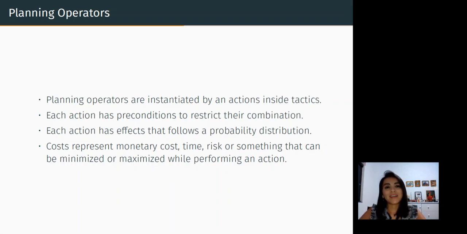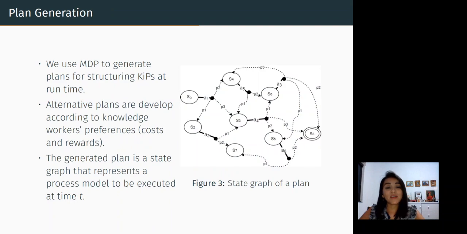An action is an executable activity which can modify the state of the case instance. An action has preconditions to restrict their combination, and has effects that follow a probability distribution. Also, we could model the cost of an action that could represent a monetary cost, time, risk, or something that we want to minimize or maximize. With this, we can generate a plan.